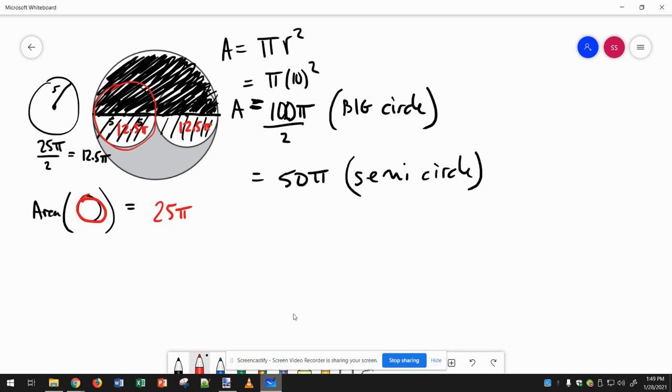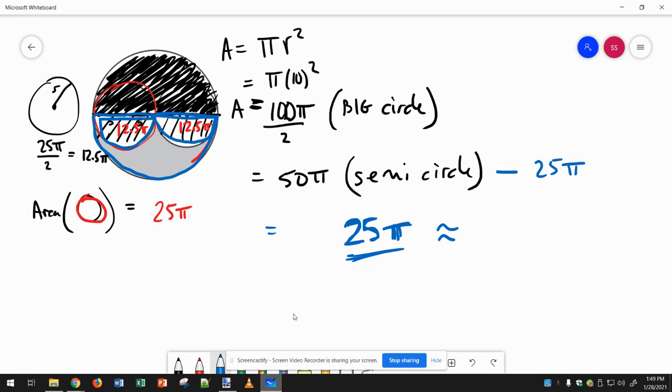So we're going to take this semicircle, which was 50 pi, and subtract these two semicircles, which is 25 pi. And we get 50 minus 25 is 25, and then the pi comes with. Now this is the exact answer, but I asked you to round to the nearest tenth. So we're just going to multiply it out. And we get 78.5398, and so on.